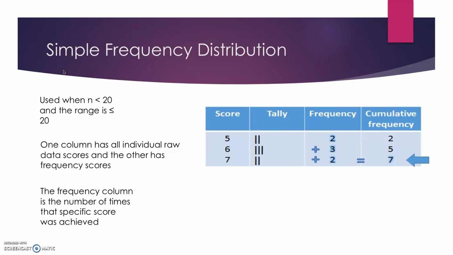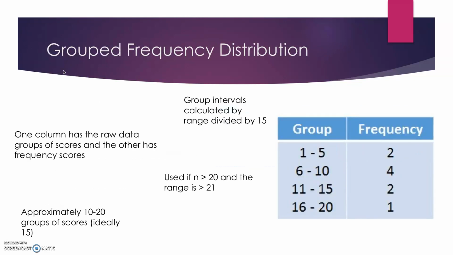The idea of it is to have 2 main columns, one for all the individual raw data scores and the frequency scores in the other column, as you can see from this table here. You can also have other columns, for example, a column that shows the number of scores as a tally and the cumulative frequency. The frequency column is the number of times a specific score was achieved.